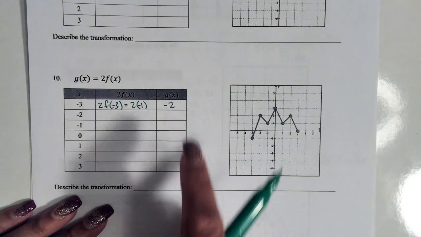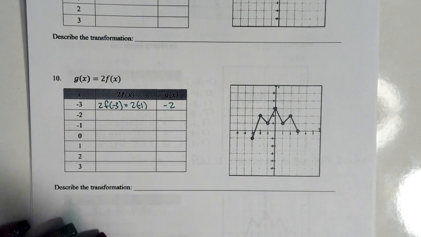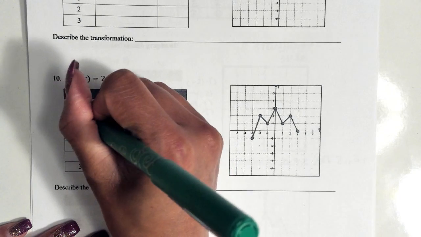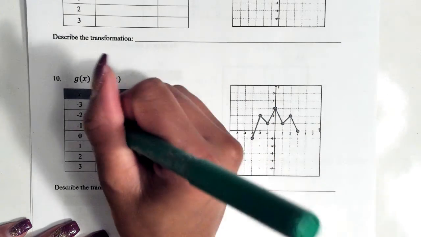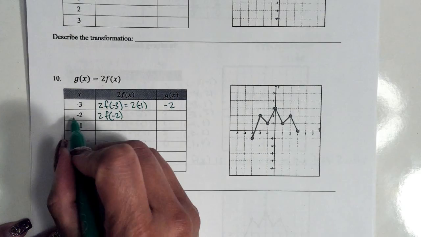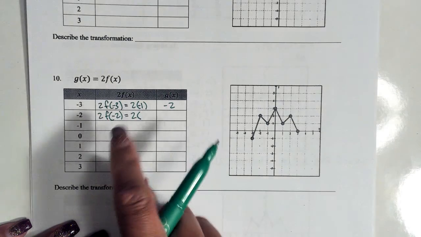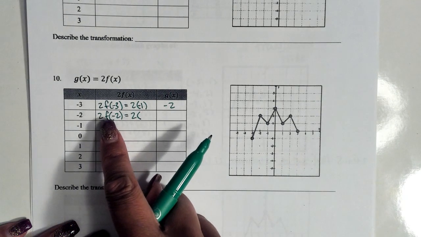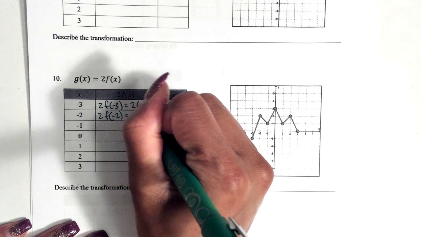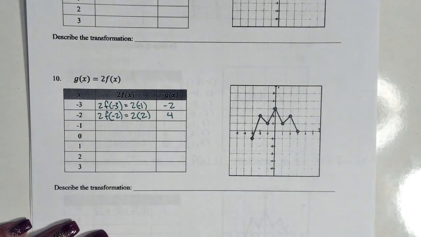So I get negative 2 is my output. So let's try this again. I have 2. I'm going to plug in my x value into f of x. So that means f of negative 2, so that's where I plugged them in. Then I have 2 times whatever f of negative 2 is. And f of negative 2 is a positive 2, and 2 times 2 gives me 4.